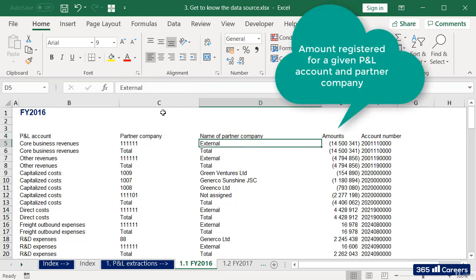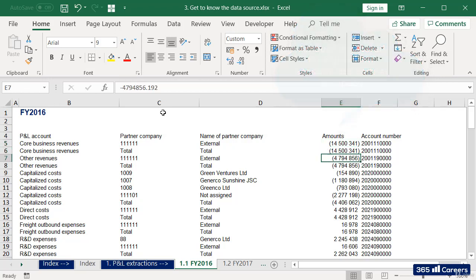Column E shows us the amount registered for each of the P&L items. The first thing that comes to my attention is that revenues have a negative sign, and costs have a positive sign. We will deal with that a little bit later.